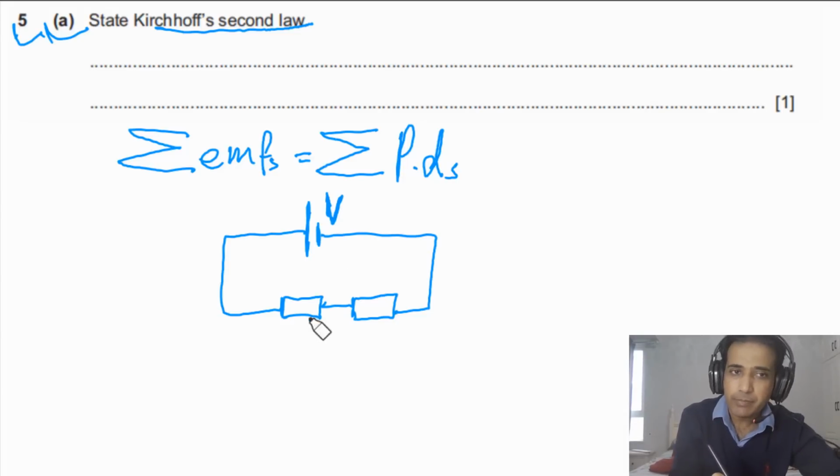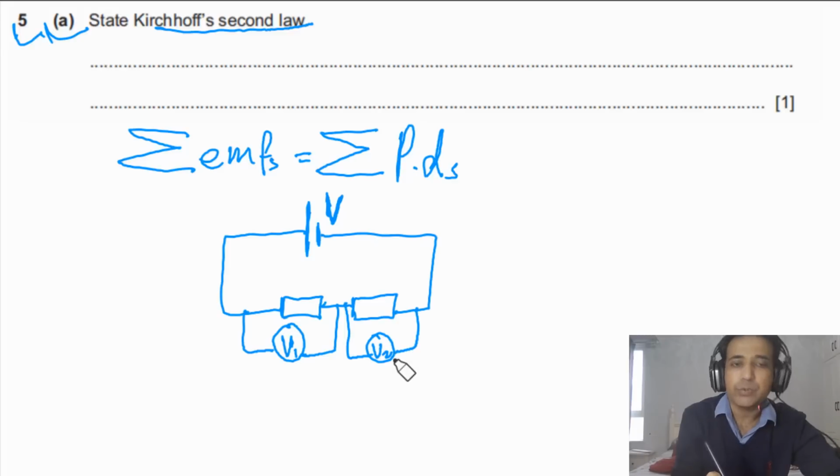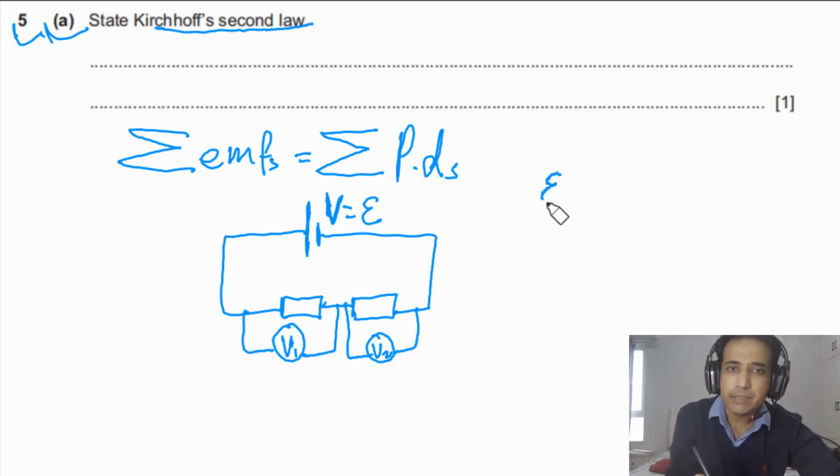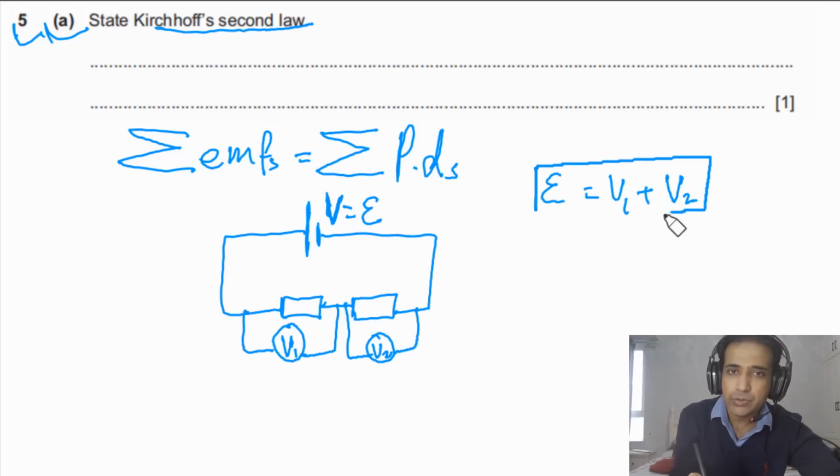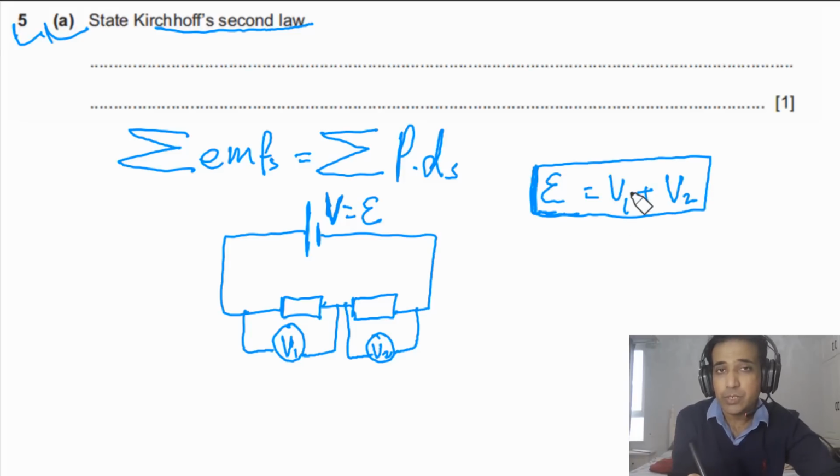So V is the EMF. Let's say the PD across this resistor is V1, and the PD across the second resistor is V2. So the EMF is equal to V, which means EMF is equal to V1 plus V2. If we have more batteries connected in series, then you sum up all the EMFs. The main thing to understand is that in any closed circuit or closed loop, the sum of EMFs is equal to the sum of PDs.